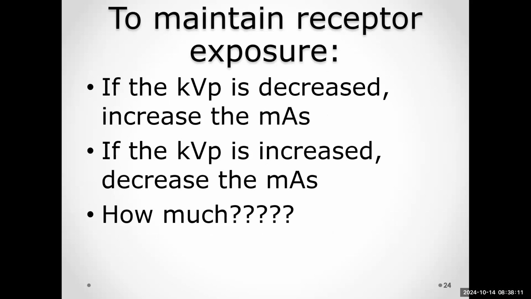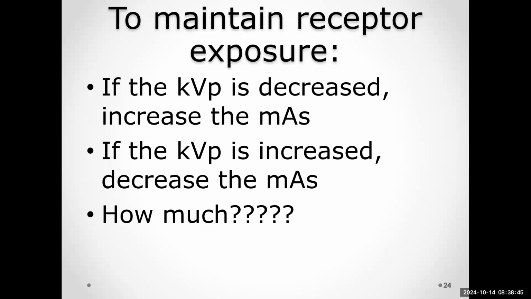Distance. Our goal was, can we keep the receptor exposure the same at this distance as this distance? Okay, that was our goal. Now our goal is going to be, can we maintain receptor exposure when we make a change to kVp by adjusting our mAs? If the kVp is decreased, then we're going to need to increase our mAs. And if the kVp is increased, we're going to have to decrease our mAs.